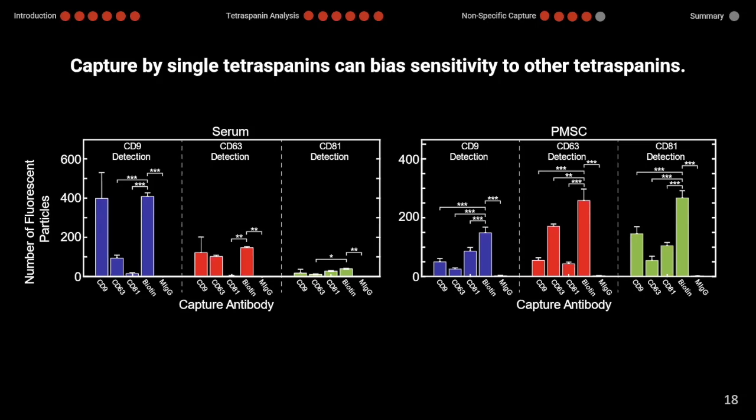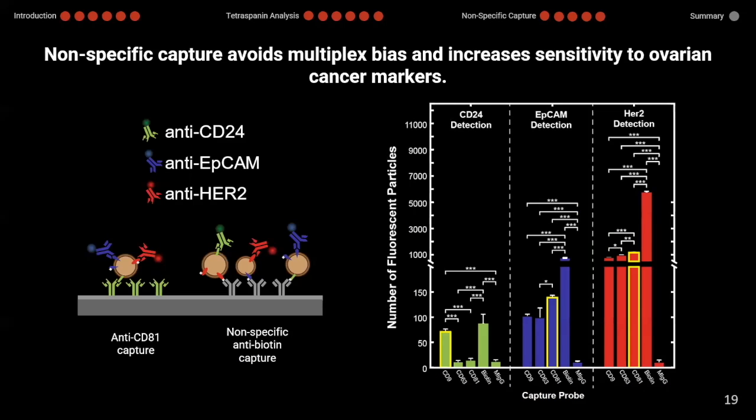And our question after this was, can we also see this with ovarian cancer markers? So are there specific pairs of tetraspanin and ovarian cancer marker that multiplex more than others? To look at this, we replaced our fluorescent antibodies with fluorescent antibodies against common ovarian cancer markers. These were CD24, EpCAM, and HER2, all of which are expressed specifically on our SCOV3 cell line and have been identified on SCOV3 EVs.